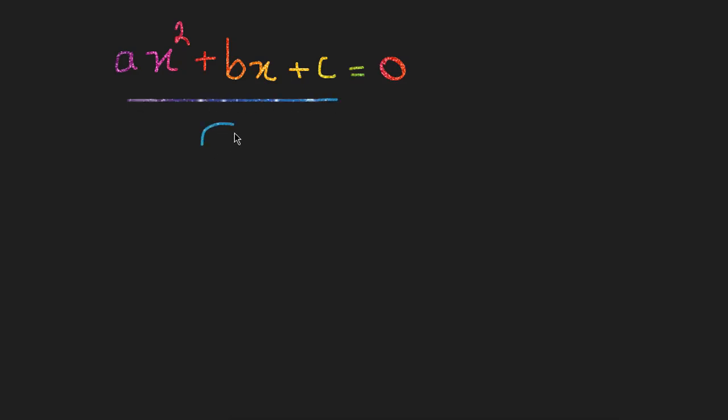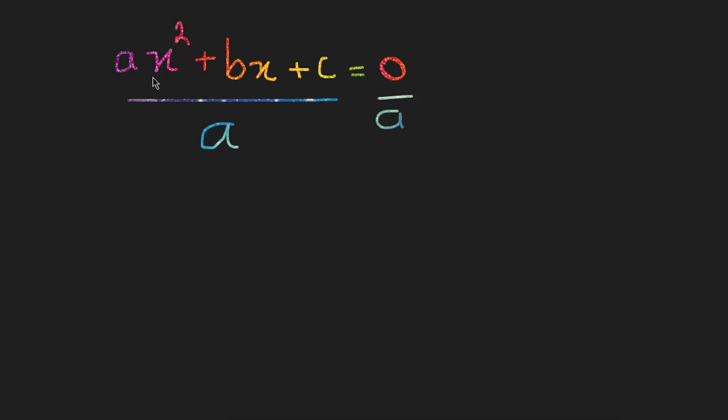For that, first of all, we need to write a quadratic equation in standard form, which will be ax squared plus bx plus c equals 0. Now first we divide both sides by a. As the coefficient of x squared is a, that's why we need to divide both sides by a.